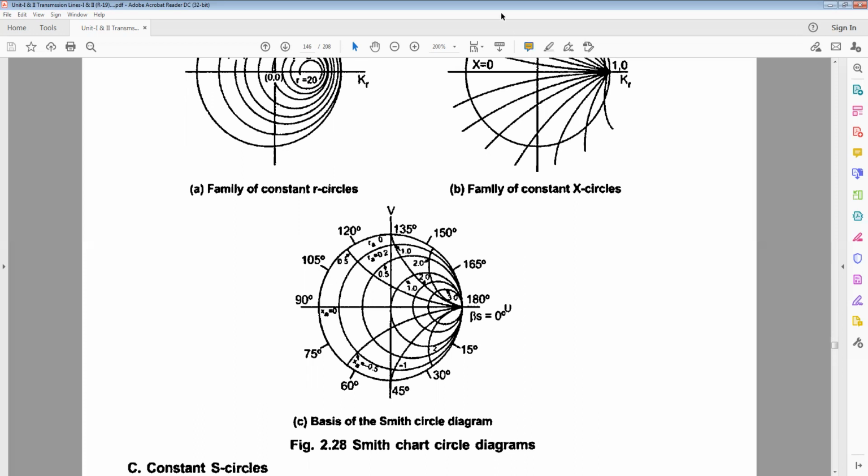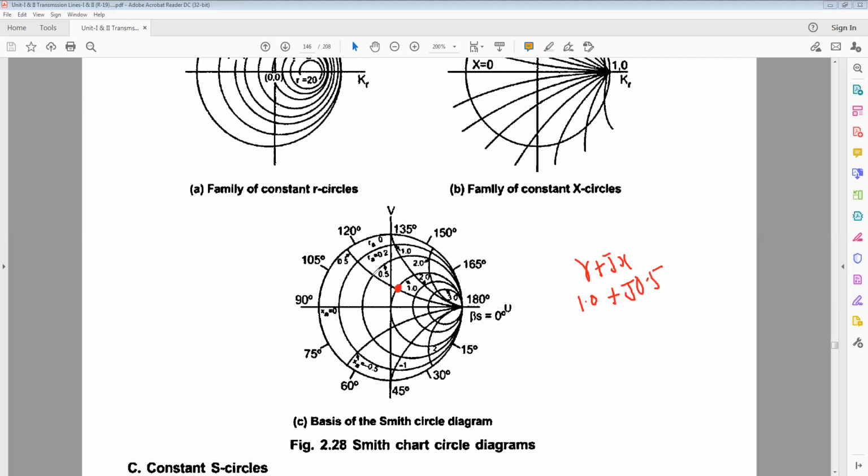Suppose we have the normalized impedance. This line is the 0.5 line, the 0.5 X circle, and this circle is the 1 circle. So at this point, R plus j into X. What is R here? 1.0 plus j. What is the X here? It is 0.5.